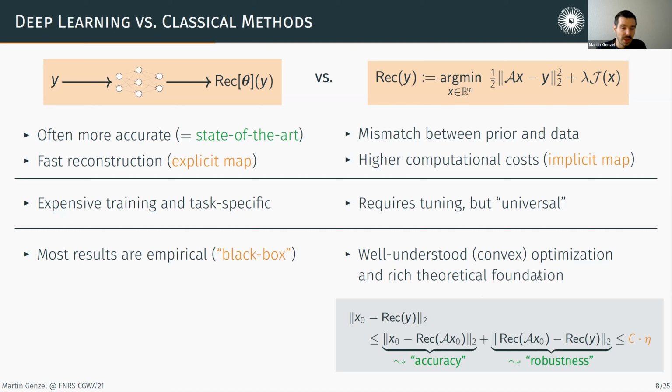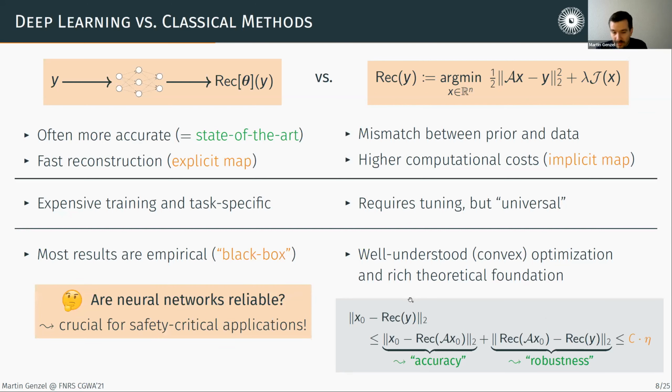Okay, so that's one thing. The other thing is that, on the other hand, unfortunately, many of the deep learning based approaches still have to be considered as black boxes. So there's no fully comprehensive theory for this which would give you strict error bounds of this form. So the question that I wish to ask is, how reliable are these neural networks really? In particular, if you think of medical imaging applications, this is a crucial thing to understand, right?